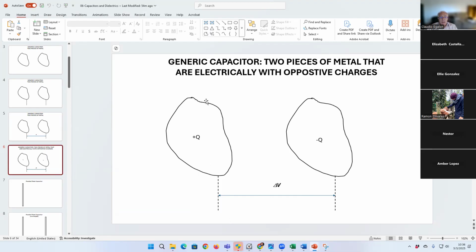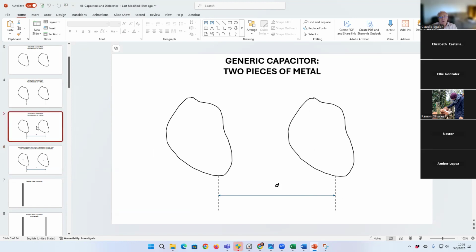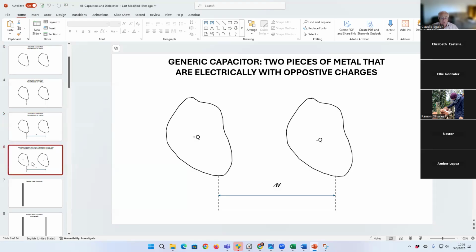Now you have a charged capacitor, a capacitor that can be used to do some useful work. Here you do have a capacitor, but this capacitor cannot do any useful work whatsoever because it is uncharged. When you charge those two pieces of metal, now you can use them to do some useful type of work.